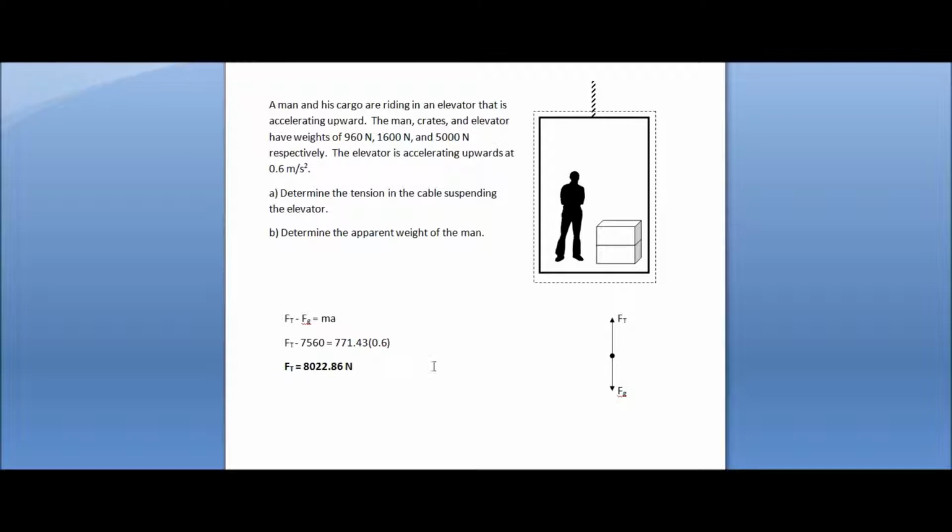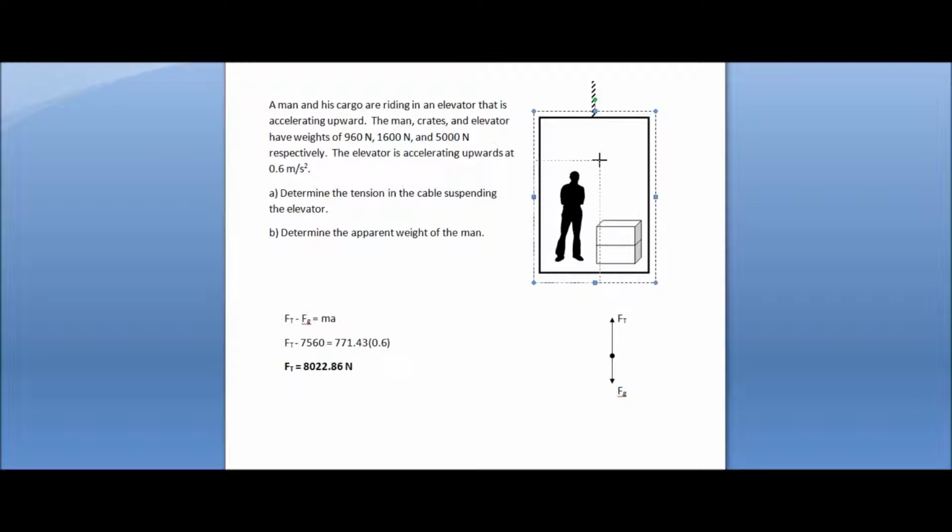All right, now we're going to do part B. Oh, before we move on to part B, if FG is 7560 and FT is 8022.86, this number is larger. This arrow should be larger. So we can correct that by making that arrow a little bit smaller. So FT should be larger than FG. All right, now on to the second part.